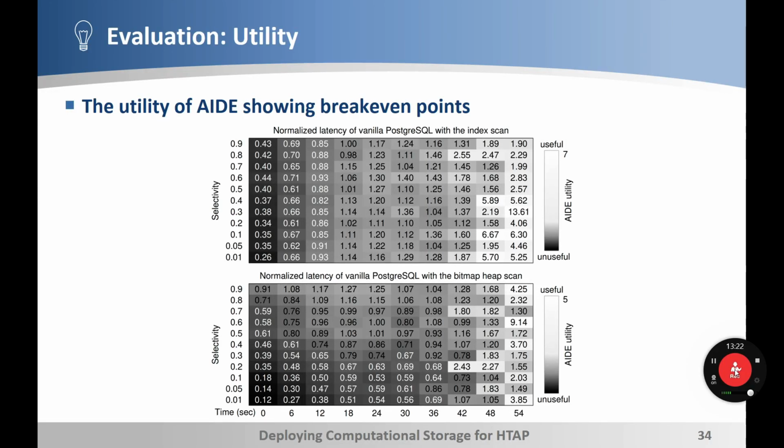And to quantify the utility of the AID-enabled ISP framework, we configure vanilla PostgreSQL to use index scan and bitmap heap scan and measure normalized latencies. AID-enabled ISP will show a break-even point as random access starts dominating the query cost. And in this experiment, such a break-even point was 1 minute. After the break-even point, AID-enabled PostgreSQL started to beat both access methods because latency from vanilla suddenly increased due to the dominant version search cost.